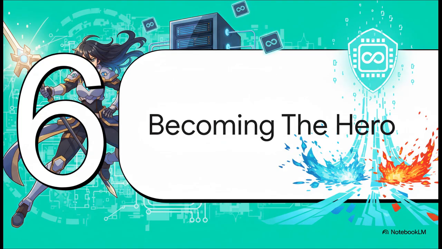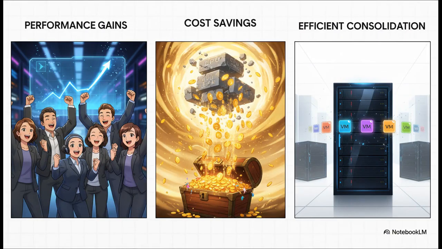So let's bring this all home. What actually happens when you take all this knowledge and you get vNUMA right? Well, you stop fighting fires and you start becoming the hero. See, by properly sizing and aligning your VMs, you unlock these massive performance gains. You can save your company an absolute fortune on database licensing just by lowering the core counts. And you can safely pile more workloads onto the same hardware because everything is just running so much more efficiently.